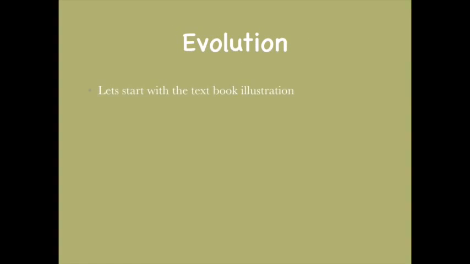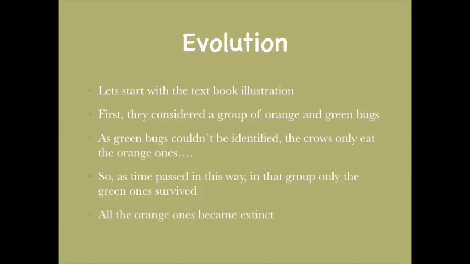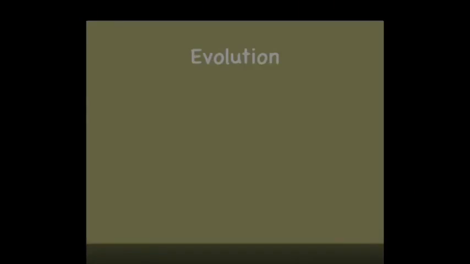Now, let us study evolution. So, let's start with the textbook illustration. First, they have considered a group of orange and green bugs. As the green bugs couldn't be identified in the grass, the crow could only eat the orange ones. So as time passed in this way, in their group only the green ones survived, and all the orange ones became extinct, because they were all eaten by the crow.